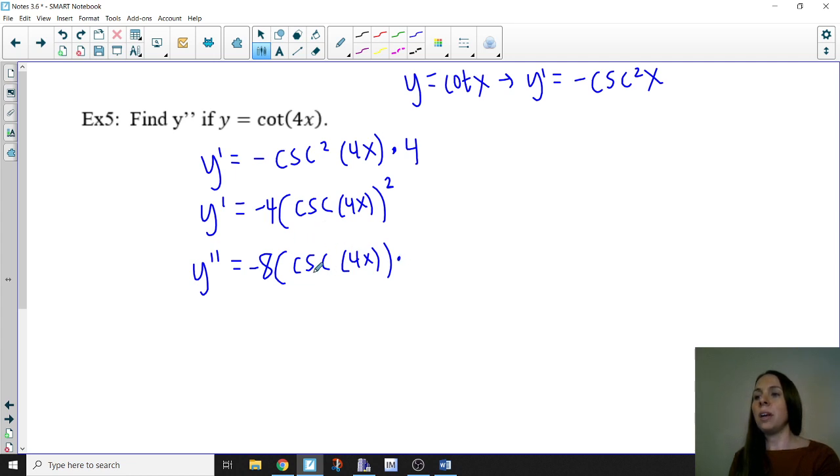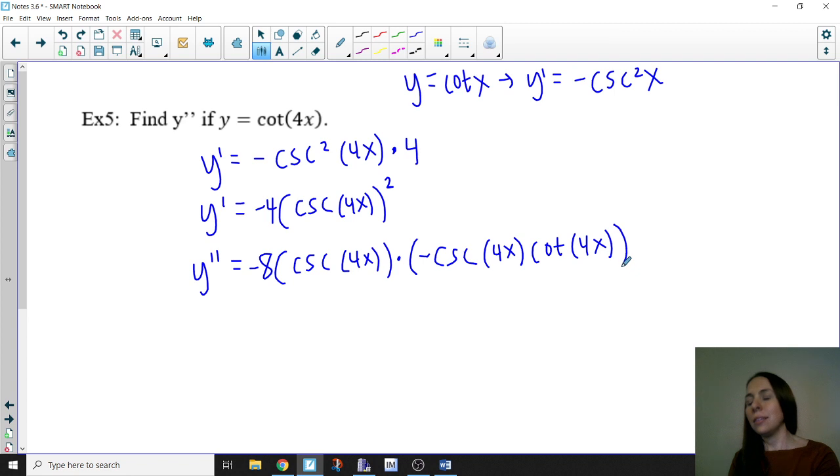Second link, multiply by the derivative of cosecant of 4x. That is negative cosecant of 4x cotangent of 4x. This is one where I'm like, let me check my key. Times, third link now, we're almost done. Do you know what it is? 4. The derivative of 4x is 4.